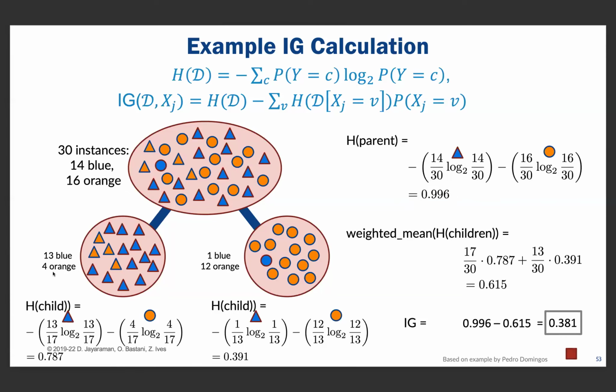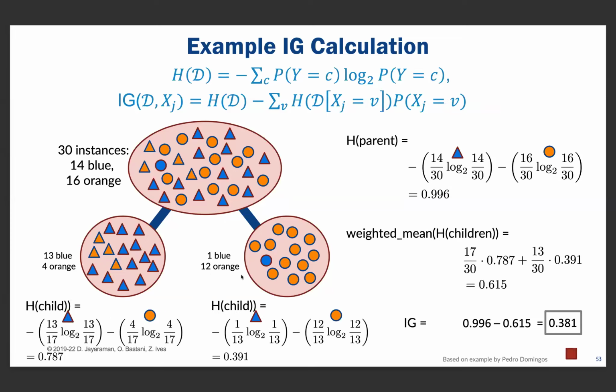Now we're calculating the entropy of each child, or each subset. So 13 over 17 of the blues and 4 over 17 of the oranges, and a similar thing here for the 1 blue and 12 orange: 1 over 13, 12 over 13. So we get entropies. But now we need to calculate the probability of getting each of the corresponding subsets. That's why we need to calculate this weighted mean.